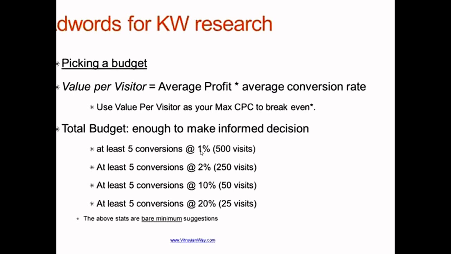But if you're selling golf clubs and their average profit is $100, their average conversion rate is 1%, your value per visitor is $1, so our testing budget should be at least $500. Not a big deal. That's not a lot of money in the grand scheme of things. So I want you to keep these percentages in mind and just write these down.